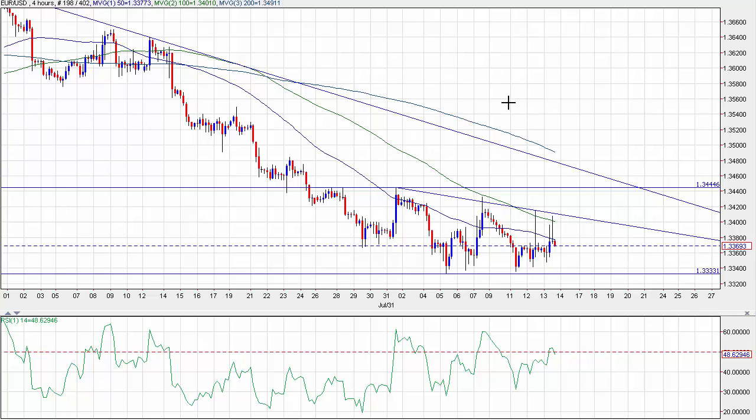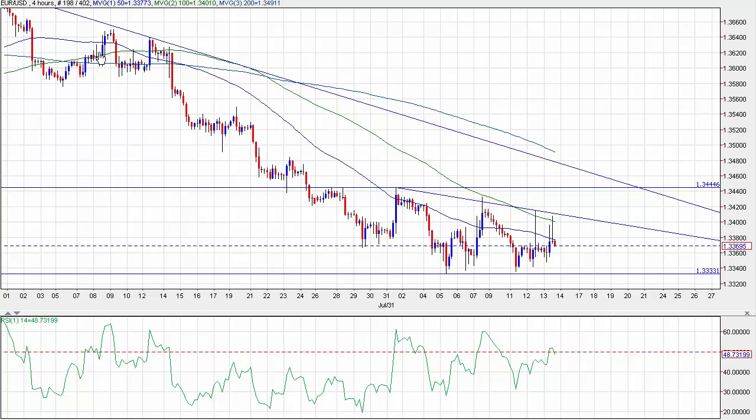Here's a look at the euro dollar. It's in consolidation above 1.3333. The resistance is the August high here at 1.3444, but we are also seeing lower highs reflecting a descending triangle. Today we had a bullish attempt, which is holding below 1.34, and below the 100 period simple moving average in the 4-hour chart.